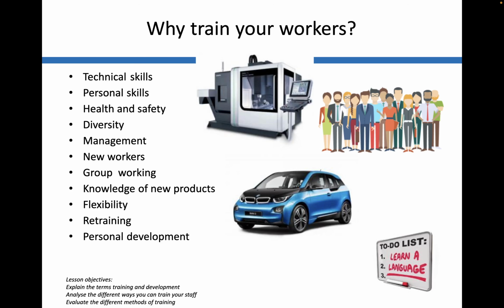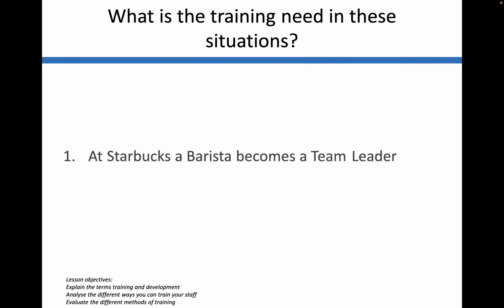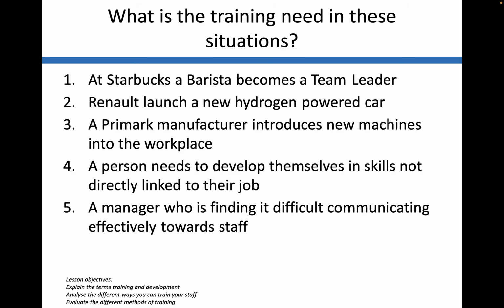Flexibility, so you might have to train your workers how to be more flexible, so maybe working in different teams or working from home and things like that. You might need to retrain your staff because you've already trained them, but maybe it didn't work, and therefore you need to go over something with them. And also their personal development, their longer term ability, making sure that they fulfill their potential. So here's a few different situations you may want to think about out of those needs on the previous slide. What situation is here and what sort of training need is there?